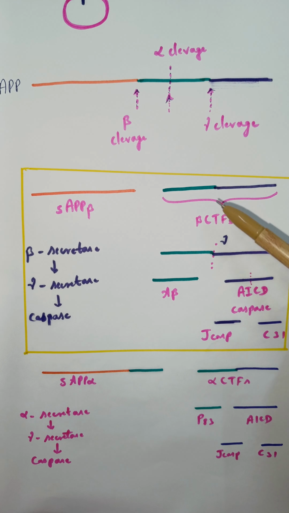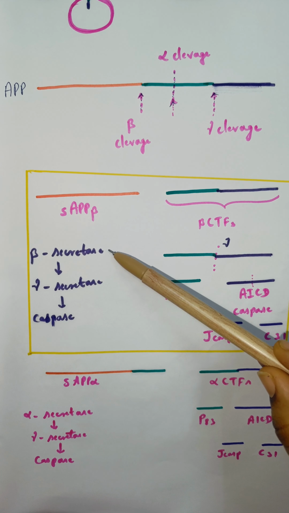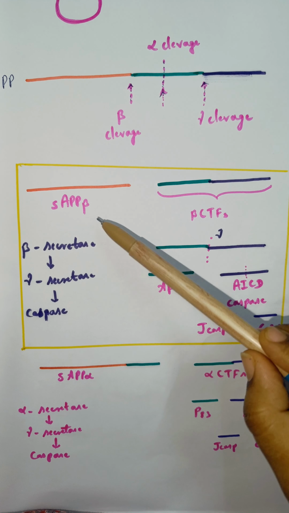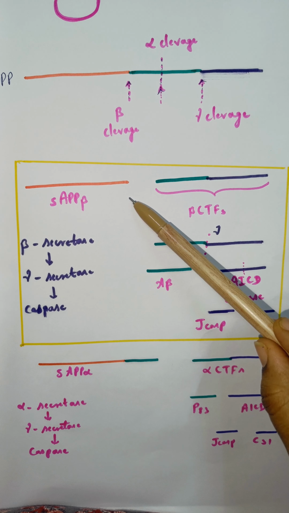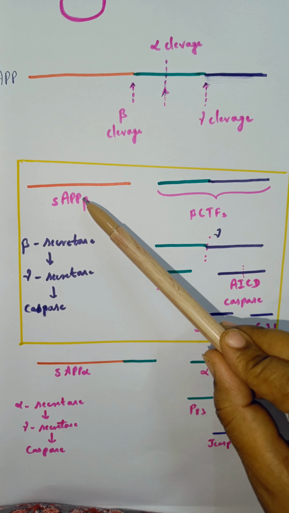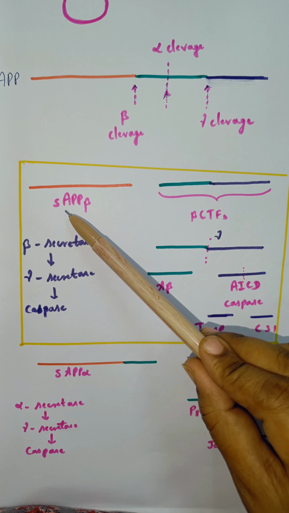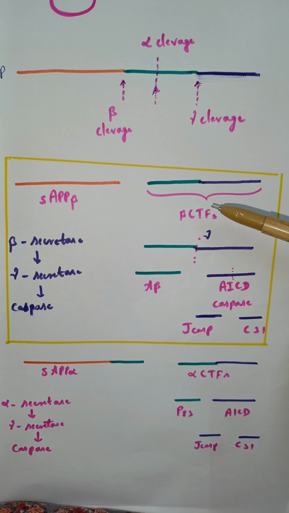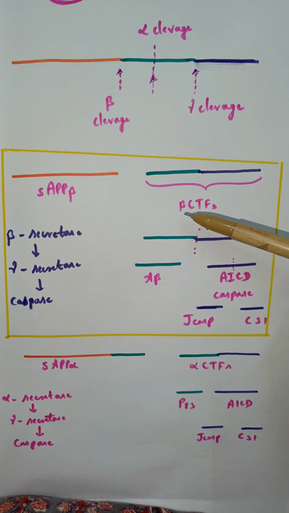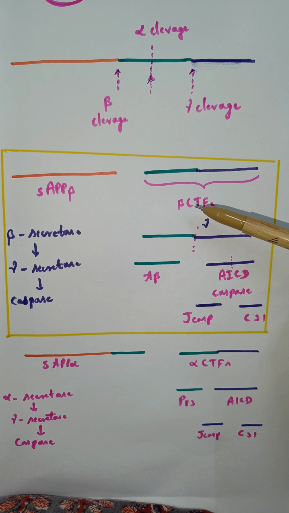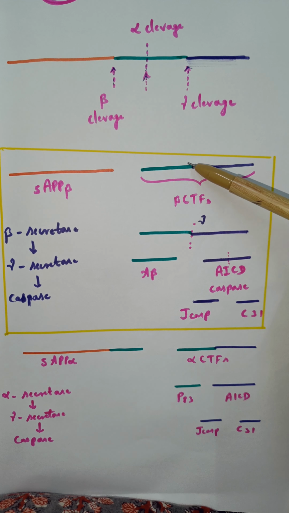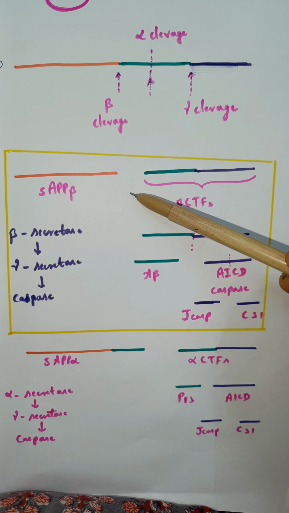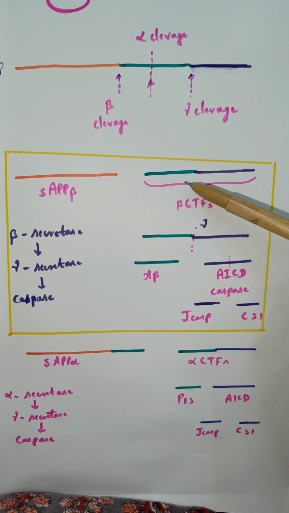For example, if you see here, the first enzyme acting on APP is beta secretase. If the beta secretase acts on this APP and cuts it here, we get two segments. The first half will be released extracellularly, that is your soluble APP beta, soluble amyloid precursor protein beta. And here, this is your beta CTF. Beta CTF is nothing but beta carboxy terminal fragment, and this is the membrane portion and this will be the intracellular portion.